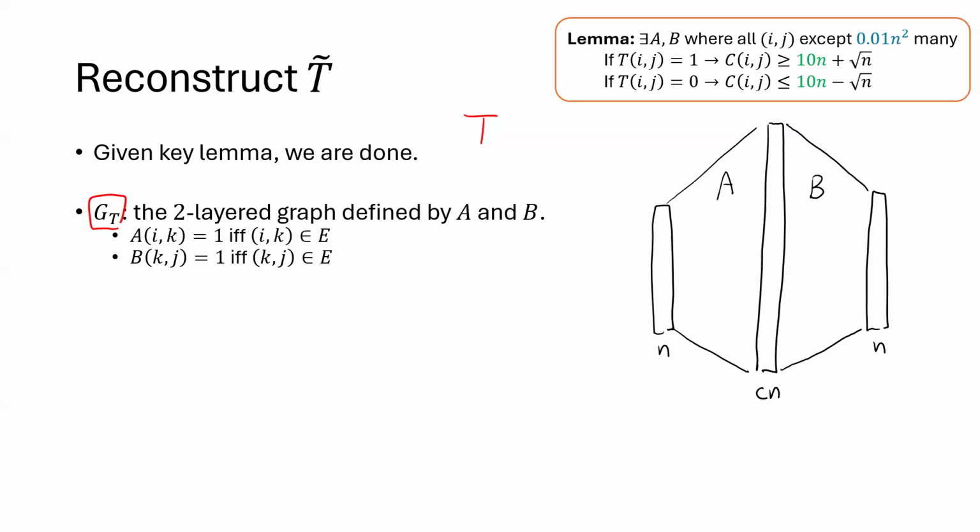So basically, this is of size n, this is Cn, this is n. If an entry from I and K is 1, then you put an edge. If it's 0, then you don't put an edge. The same for B. If this is K and J, and the entry of B here is 1, put an edge there. Just a natural 2-layer graph defined by 2 matrices.